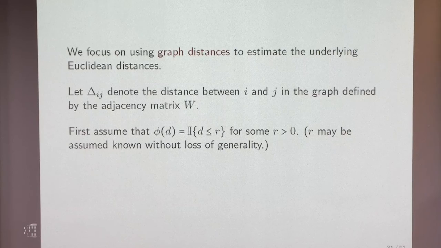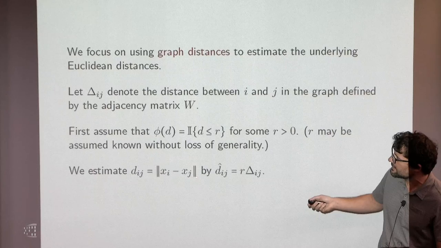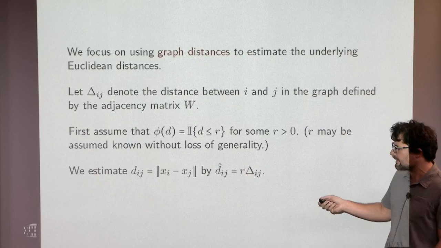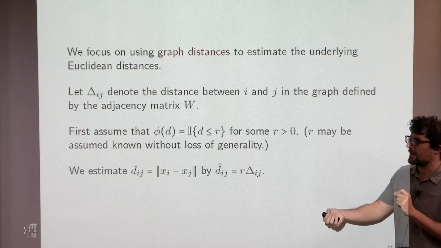So our goal again is to estimate the distance between the latent positions. And our estimate is still based on the graph distances. I'm going to call them, as I did before, delta. Delta ij is the graph distance between i and j. But now the weights are either 0 or 1. So essentially the distance between i and j is the number of links it takes to join i and j in this graph.